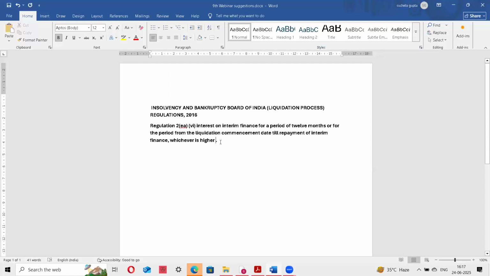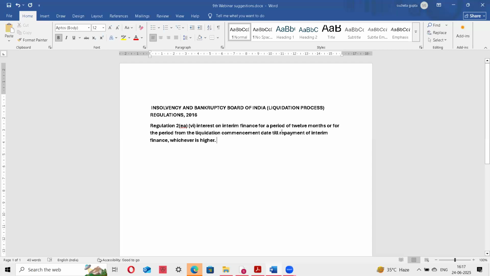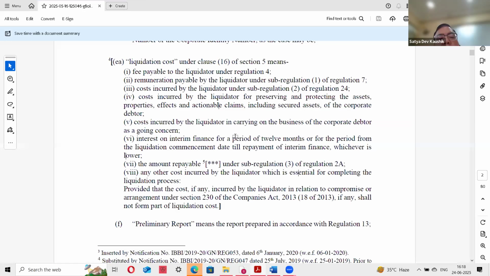Whatever is higher, and we have to add something here also. No, what he is saying is that interest on interim finance is enough. Then there is no need to write whichever is lower or higher, and it is not required to mention all these things. So, interest on interim finance as long as the finance is extended to the corporate debtor. Whichever is lower should be deleted; neither lower nor higher is required. Only interest on interim finance is required.